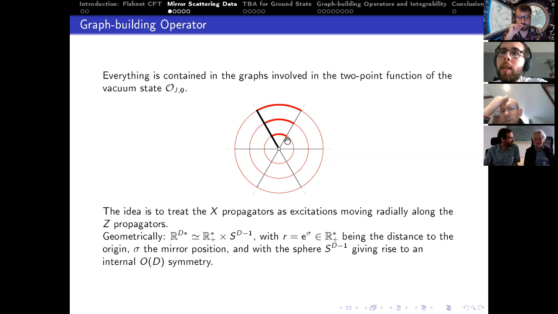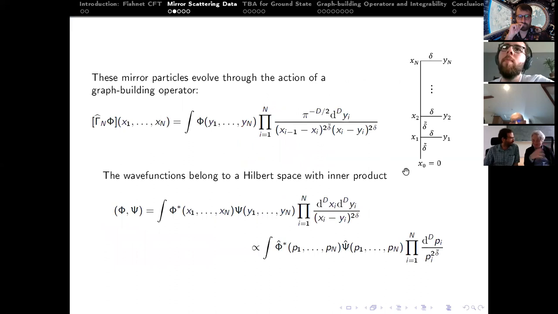And then what is the evolution? How do they evolve, this system of mirror particles? Well, it's under the action of this graph-building operator, because you can see that by applying it repeatedly, you build the whole graph. If you apply it six times, you get the whole graph. So these mirror particles evolve through the action of gamma hat n, which will be our graph.